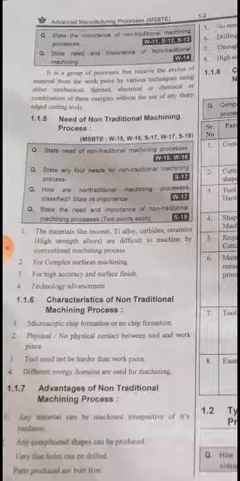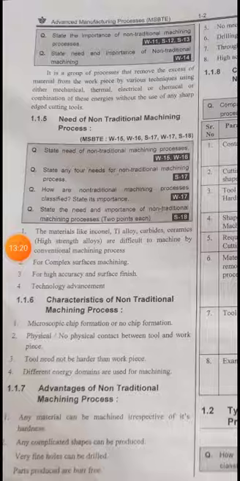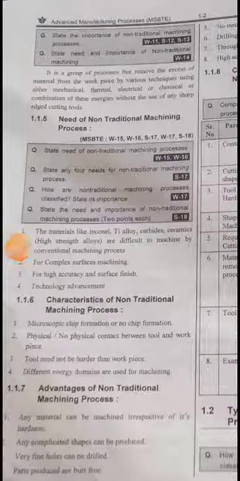Now, different energy domains are used for machining, and we can use different types of energies, like mechanical, heat, electrical energy, electrochemical energy, and only chemical energy. By using all these energies, we can machine our part.